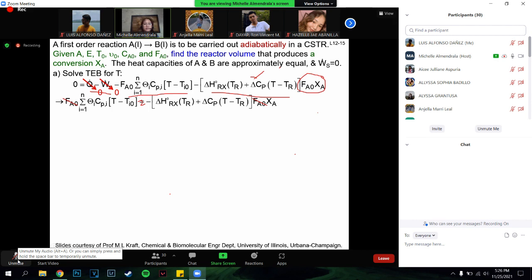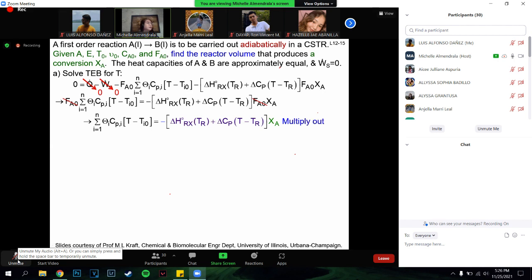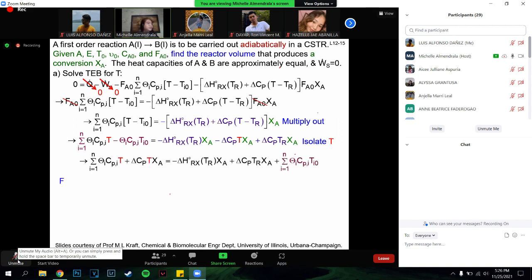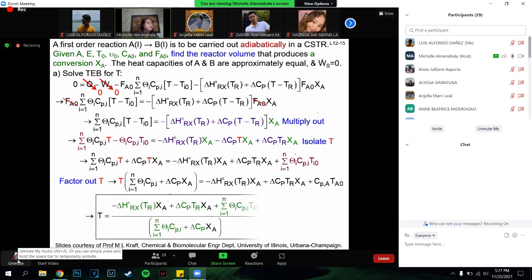Okay, na-cover kasi yung 2. Okay, alisin natin. Left and right so we can see the simplification now. Simplify as much as possible your working equation and then obtain the value of XA, multiply out the XA, and isolate your T. And so with that, factoring out the T. And so this is the final equation that you can find from your textbook.